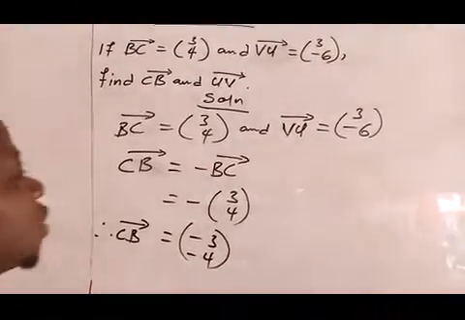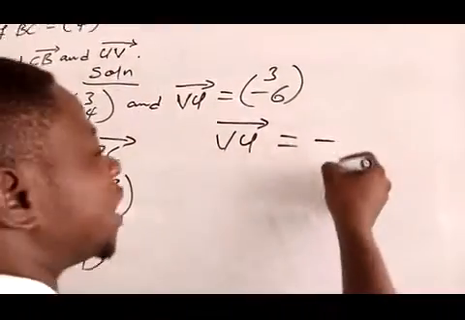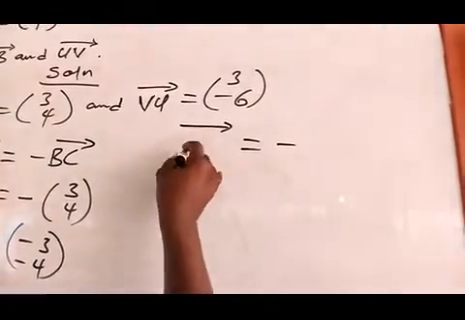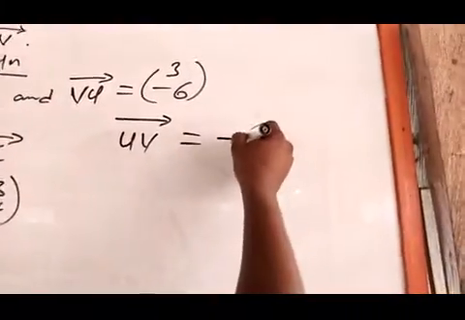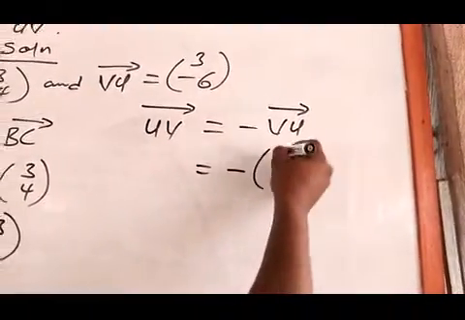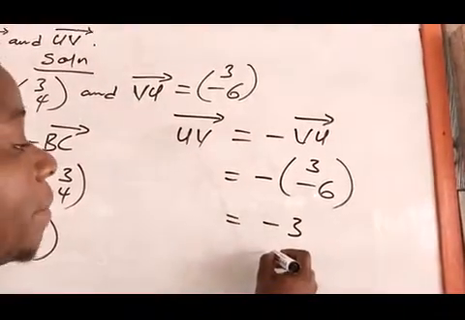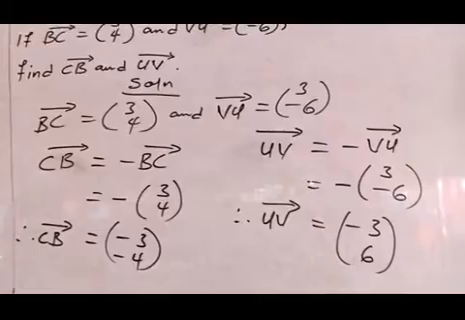Let's look at the VU as well. We know that VU, vector VU is the same as the inverse or negative of what? Vector UV. So UV is equal to the negative or the inverse of VU. So we can represent it like this. And then we have minus into bracket 3, minus 6. So then this becomes minus 3 plus or positive 6, and that is the answer for UV. Now I'll be coming back to this, and we'll be looking at more examples of this.